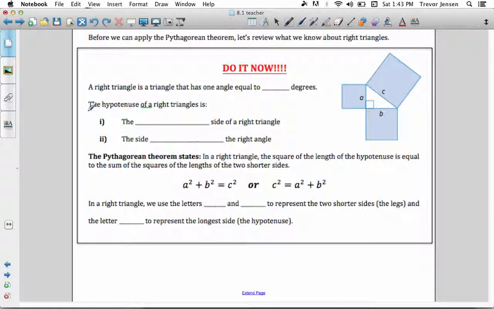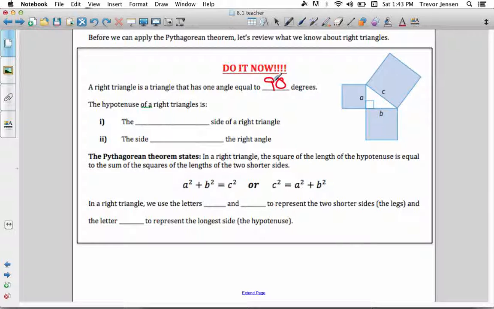Okay, so I just want to start off quickly reviewing, what is the Pythagorean Theorem? When you hear the words Pythagorean Theorem, the first thing that should come to your mind is right triangles. What is a right triangle? A right triangle is a triangle that has one angle that's equal to 90 degrees.